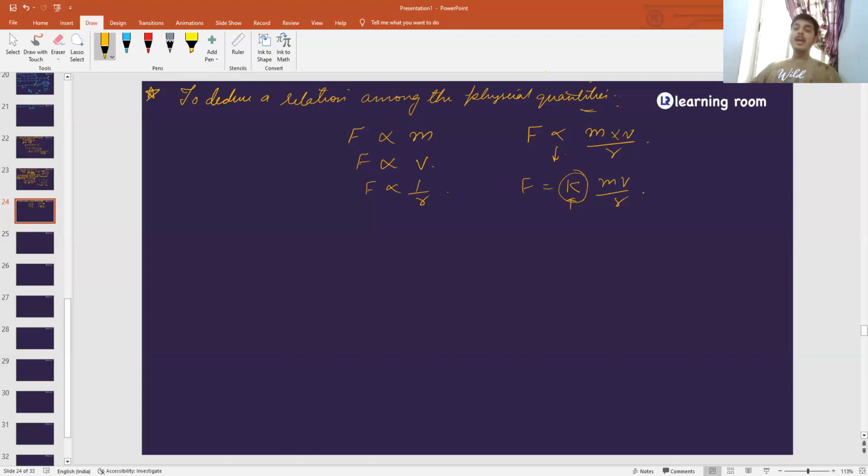Now, it depends on m to the power a, v to the power b, and r to the power c. I don't know the values of a, b, and c. So this relationship is something like this, and we need to find the a, b, and c values, because we have already been told that it is directly proportional to m, v, and inversely proportional to r. Agree, everyone? Yes or no?